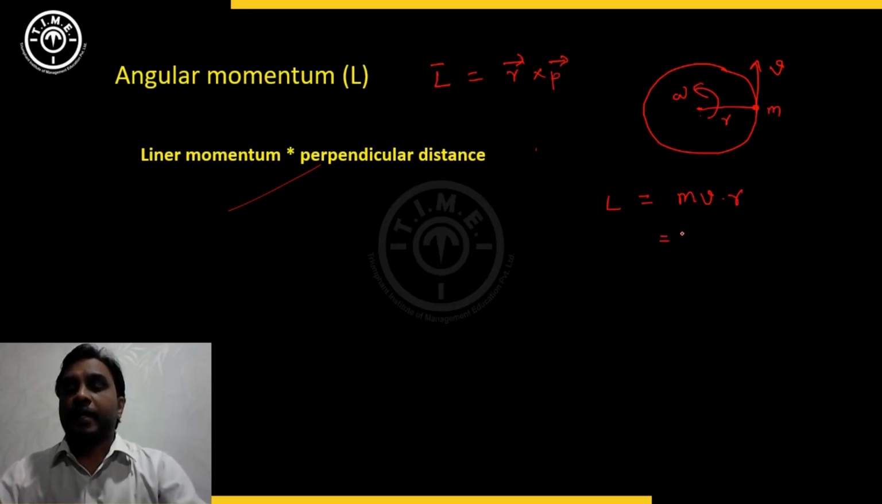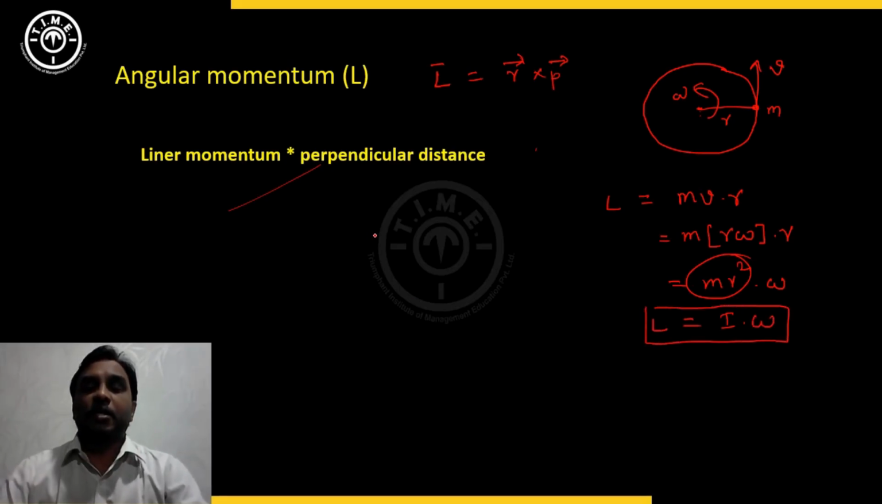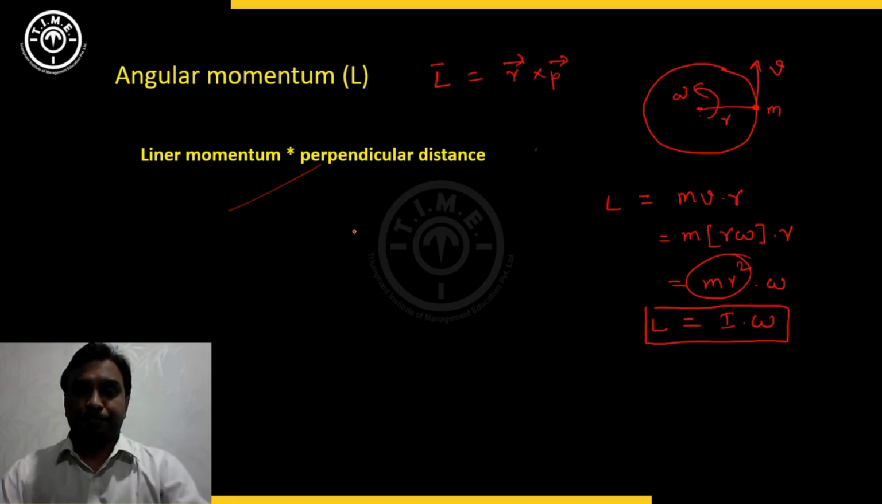So you can write v equal to r omega, into r. So finally you can write mr square omega. What is m into r square? M into r square is the moment of inertia, into omega. So angular momentum can be written as L is equal to I omega. This is the angular momentum of a point mass.